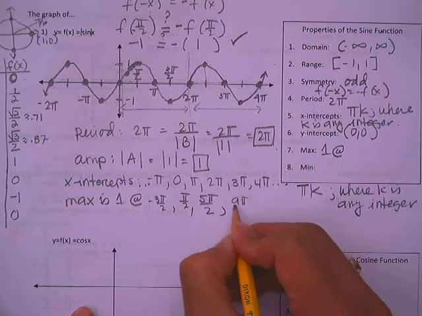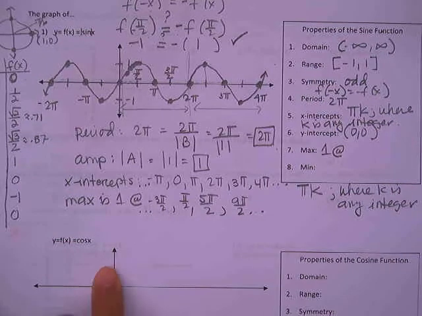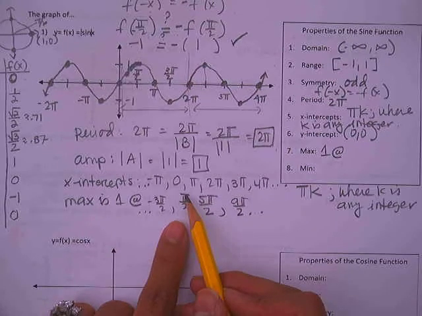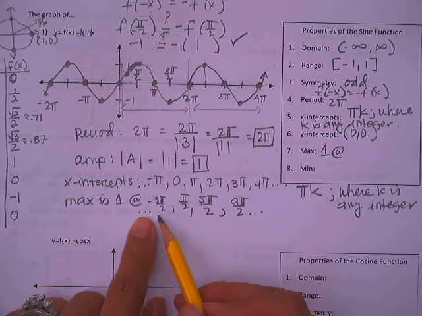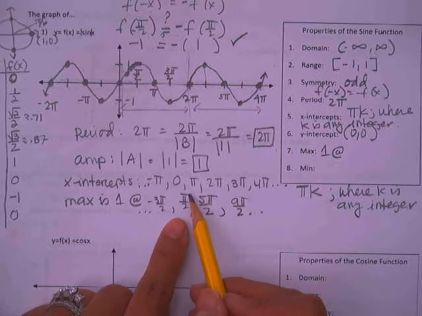So 9 pi over 2 is sort of, and dot, dot, dot, okay? So check out this pattern. The smallest one I can see is pi over 2, right? And the negative is going to be negative 3 pi over 2. So on the positive side, the smallest maximum is when x is at pi over 2.